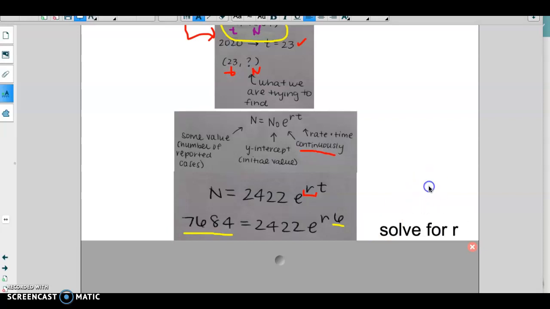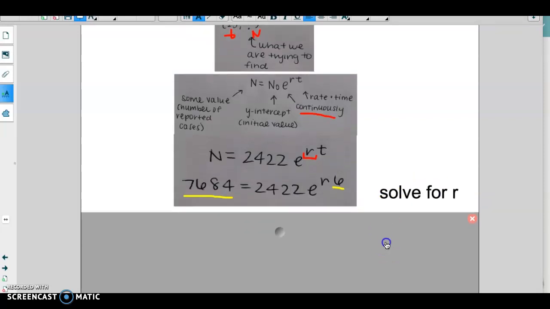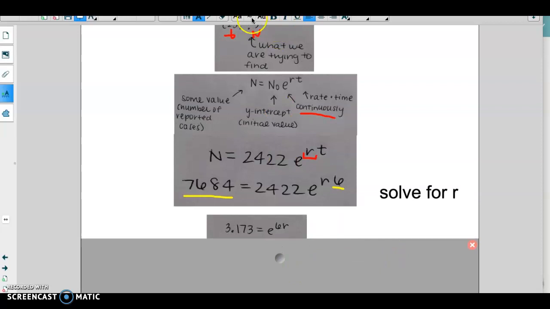Solve for r. So we're going to solve this for r first by dividing both sides by 2,422. Remember the steps back in 5.4. You have to isolate the exponential term. My exponential term is right here. I need to get it by itself. So if I divide both sides by 2,422, and I'm going to round to 3 decimal places, I'm going to get 3.173 equals e to the 6r.